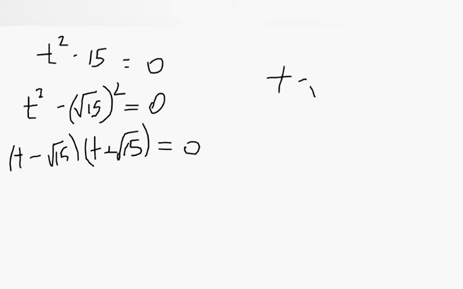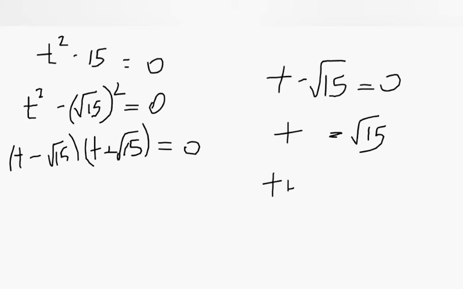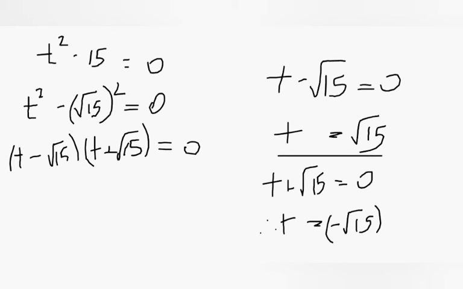Another thing, so what you got is two factors, and when multiplied is equal to 0. So t minus root 15 is equal to 0, therefore t is equal to root 15, and t plus root 15 is equal to 0, therefore t is equal to minus root 15. So this is it. We got the values of t.